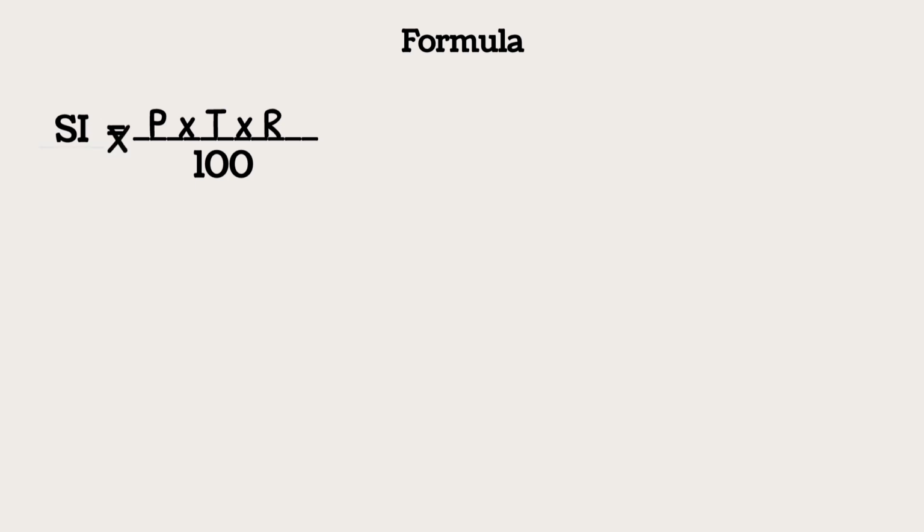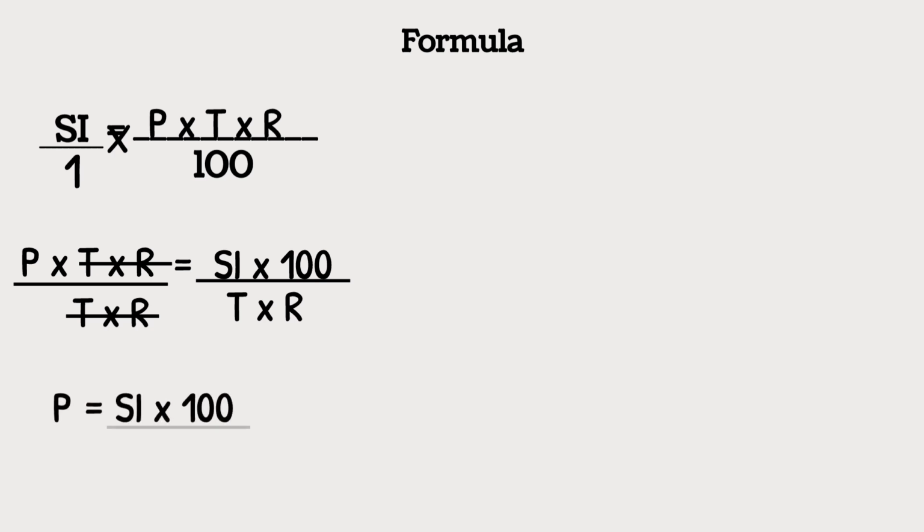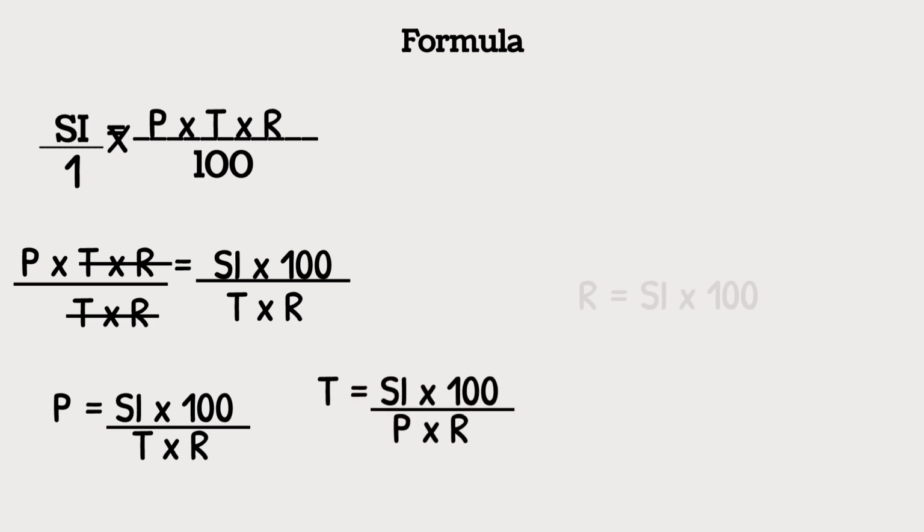So you cross multiply. PTR multiplied by 1 is equal to PTR, SI multiplied by 100. Now let's say we want to make P subject of the formula. We have to divide both sides by TR. So by the time we divide both sides by TR, we'll be left with P equals SI multiplied by 100 over TR. Now you can use that same method to derive a formula for time and also derive a formula for finding rates.